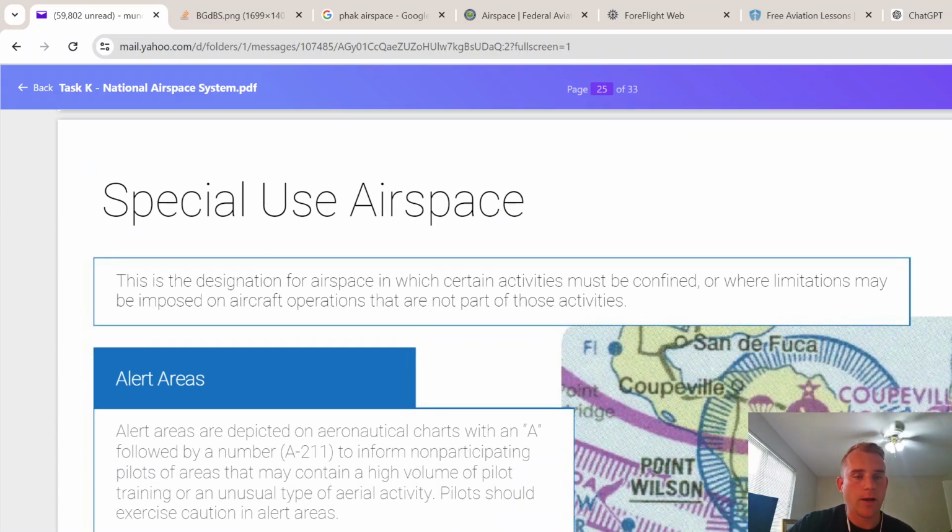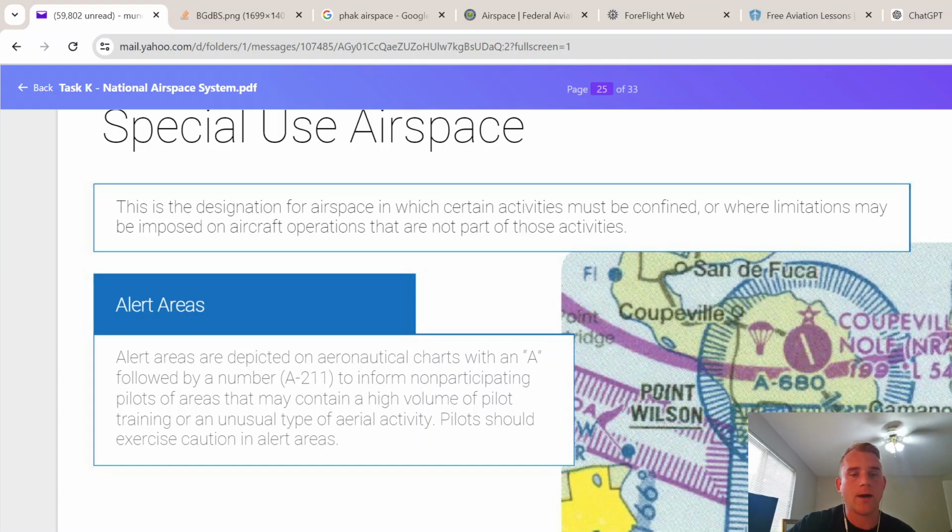All right, alert areas. These are areas of high training, or unusual types of aerial activity. Pilots should exercise extreme caution in alert areas. Why? Because there's a lot going on. You'll have gliders in these areas at the same time with parachuters. Then let's say there's 3 or 4 flight schools in the area. If you fly out of the Treasure Valley, you got Caldwell, you got Nampa, KBOI, and everyone is coming to this area to train. And if you look at the radar, the traffic is insane.